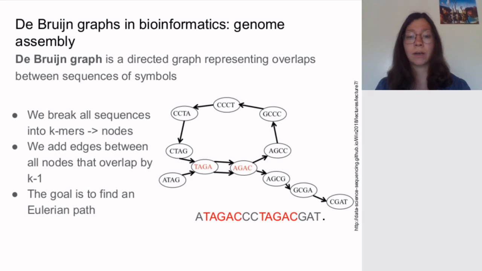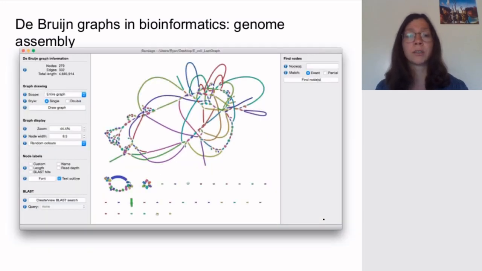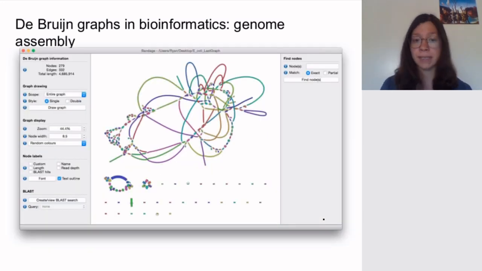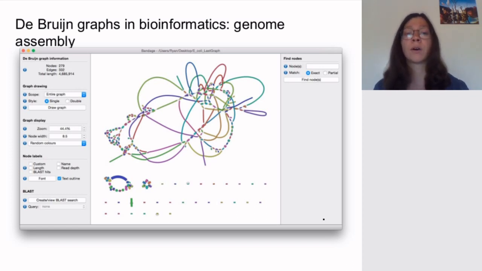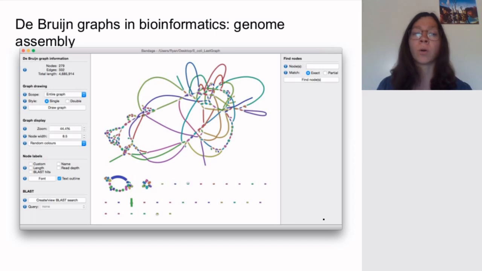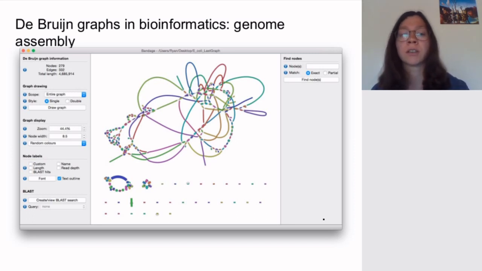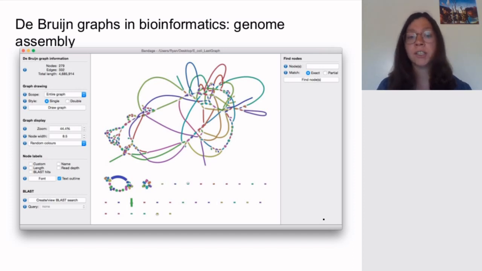This is how a de Bruijn graph looks in a more real-life example. This is the genome of Escherichia coli, probably the most well-studied bacteria. And you see that there are some long colored stretches on the graph. These are vertices and the edges that connect them, and then there are some loops and whatnot. But this is how in general the de Bruijn graph works in bioinformatics.